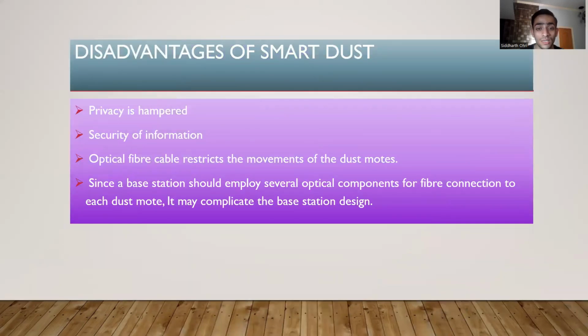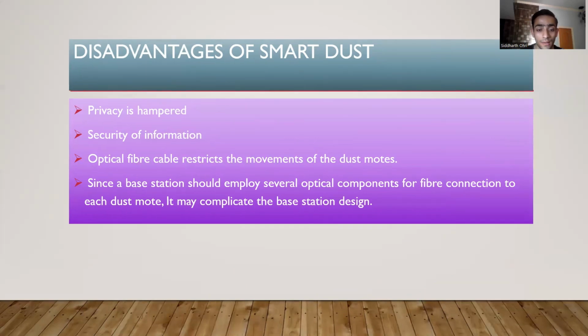Now we would see the disadvantages of smart dust. Privacy of a person is hampered. Security of information cannot be handled. Optical fiber cable restricts the movements of the dust motes. Since a base station should employ several optical components for fiber connection to each dust mote, it may complicate the base station design.